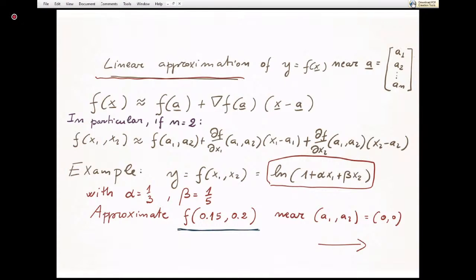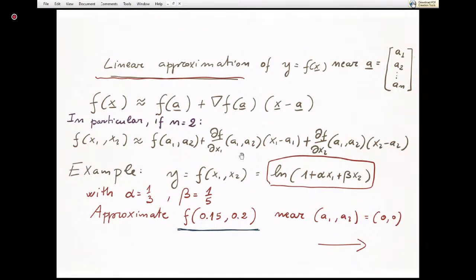A linear function of two variables is a plane in the three-dimensional space. So we are approximating our surface, which represents a function, with a tangent plane in the three-dimensional space. Okay?